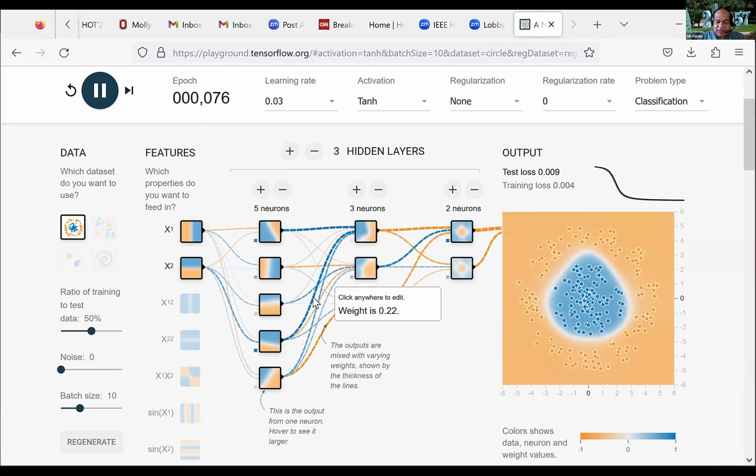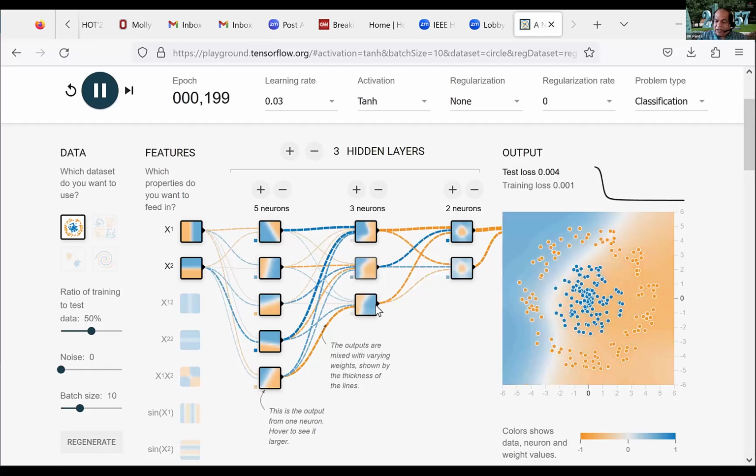You can see these different weights and all. You can click on any of the links and see these weights being improved over a period of time. And on the right hand side, you can see how it finally clustered into two different regions.